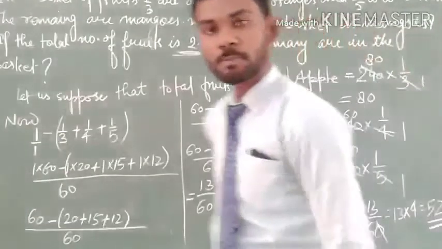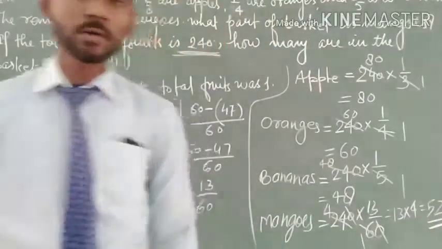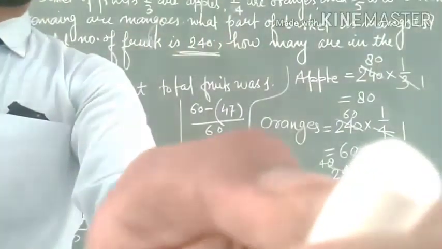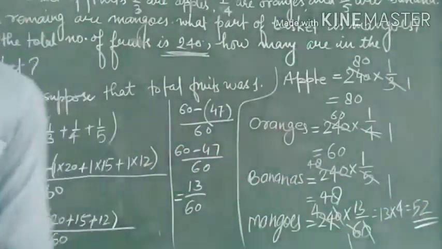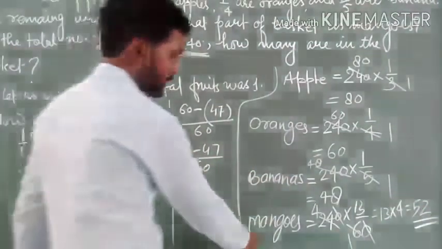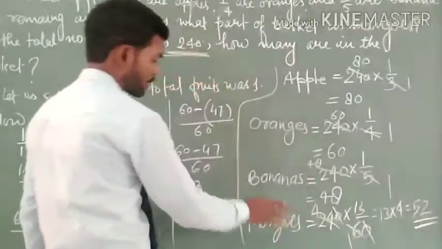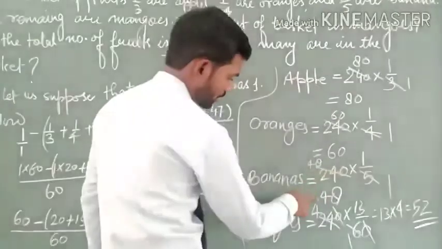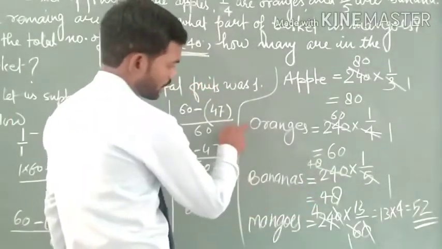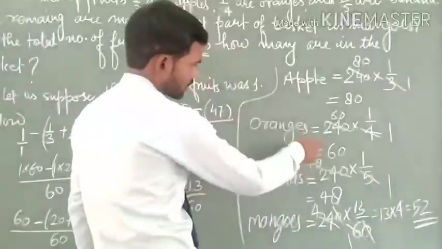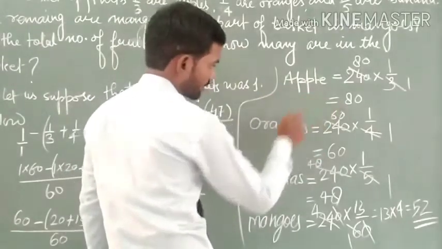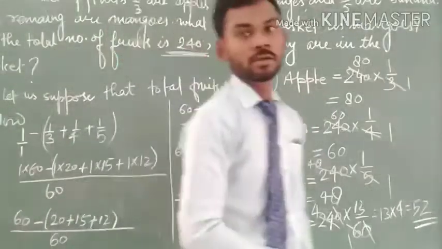Therefore the number of mangoes is 52, number of bananas is equal to 48, number of oranges is equal to 60, and number of apples is equal to 80.